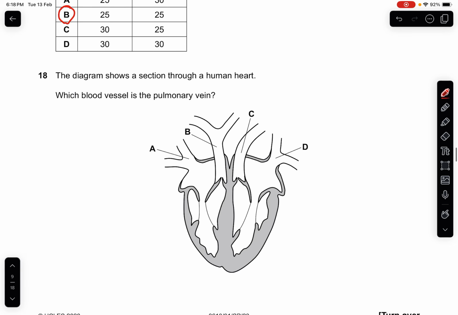Question 18. The diagram shows a section through a human heart. Which blood vessel is the pulmonary vein? The pulmonary vein is the only vein in the human body that carries oxygenated blood. So where is this located? And you know pulmonary is from the lungs. So the answer for this question would be D, because it needs to enter the left side of the heart.